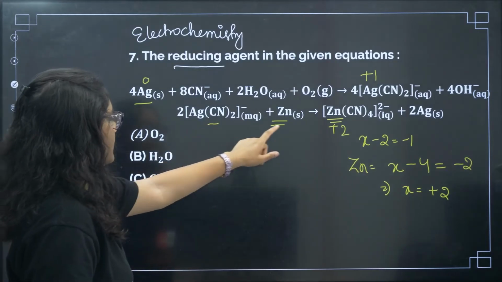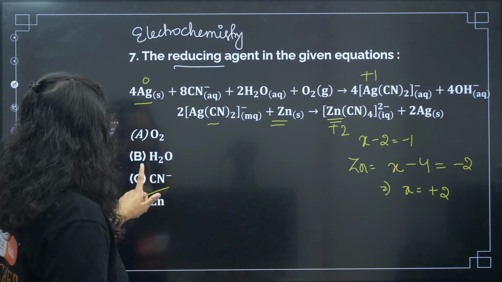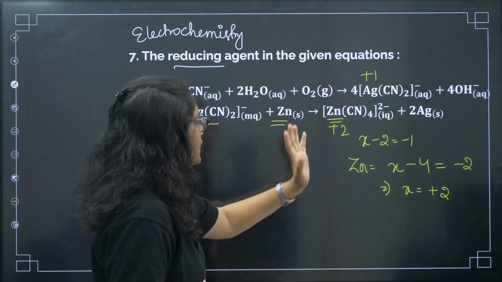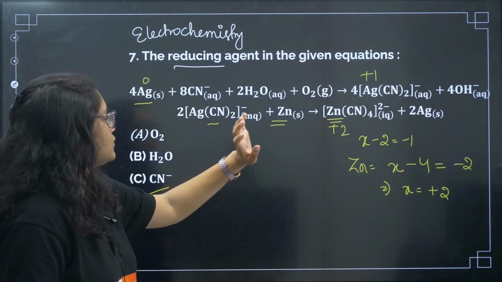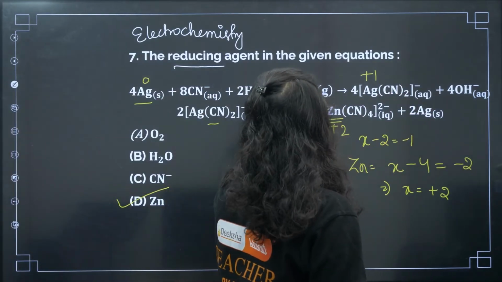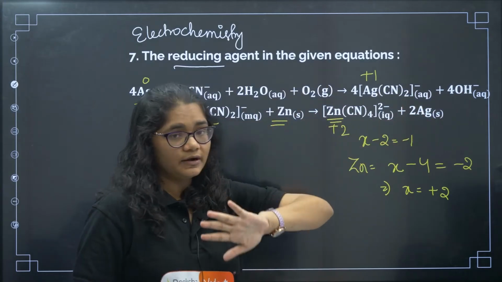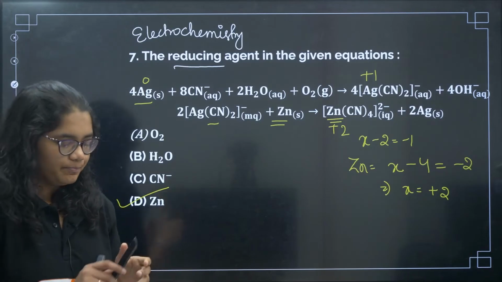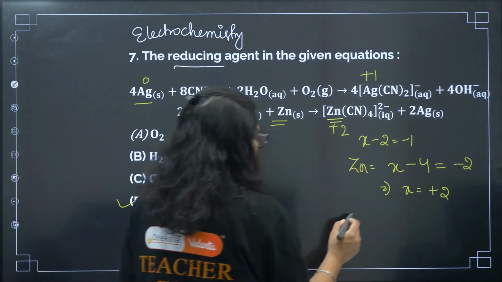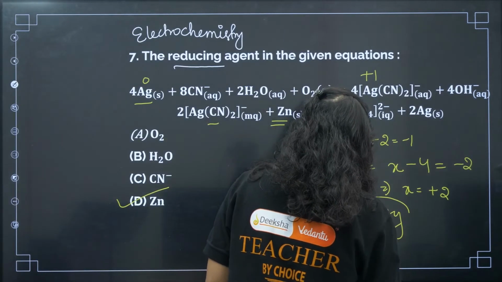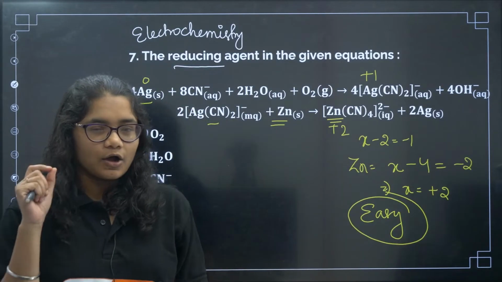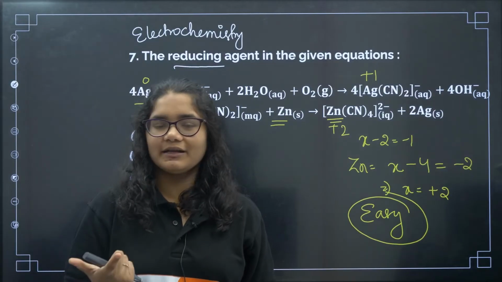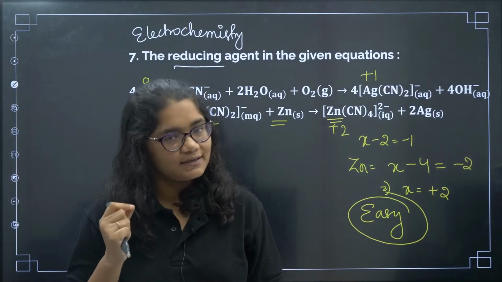Now CN here is minus 1, here also minus 1, no change in the oxidation state. And water, if you see, this side also water is there, oxygen is there, no change in the oxidation state. So hydrogen is still plus 1, oxygen is going from 0 to minus 2, it is undergoing reduction. So the correct answer for this question will be option number D. I hope this is clear. I will mark this as an easy question. Little complicated reactions are given to confuse you, but if your basics are strong, if your fundamentals are very clear, then this is an easy question.